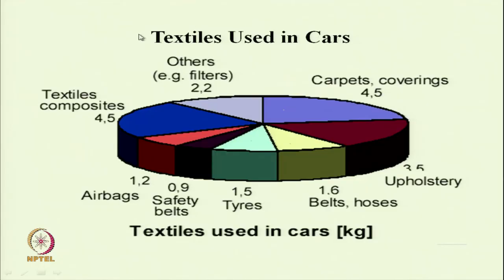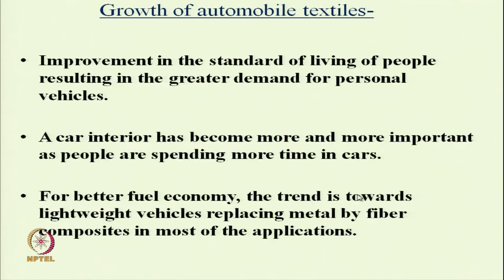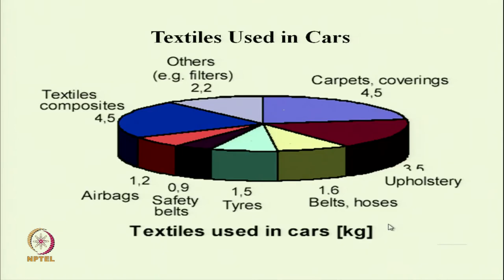Now, the different areas where textiles are used in a car, in terms of mass, the weight in kg. The upholstery is around 3.5 kg, it is a rough estimation. Belts and hoses 1.6 kg, tire 1.5 kg, safety belt 0.9 kg, airbags 1.2 kg, textile composite 4.5 kg, which can always be increased when we try to replace the entire body of the car with the textile composite. Other materials like filters 2.2 kg, carpets 4.5 kg. If we take them together, this will become around 25 to 30 kgs. This is the average, actually approximate mass.